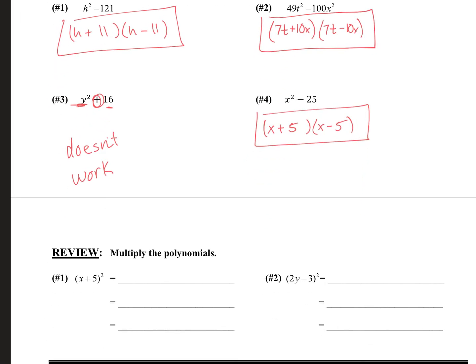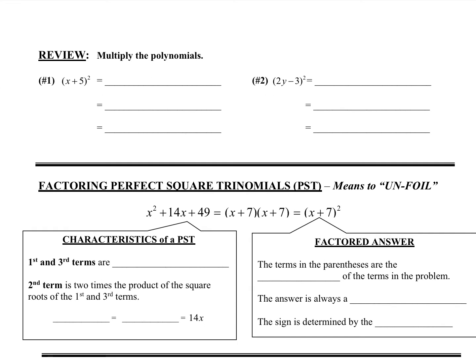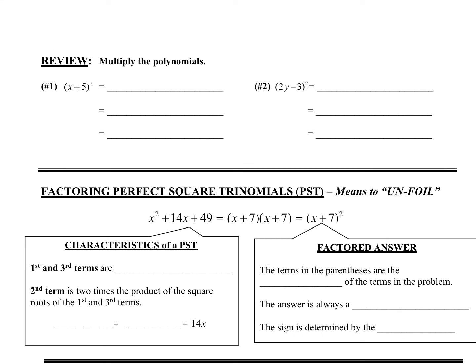All right, let's move on to that second part of the notes. We talked about difference of squares, and now we're going to talk about factoring perfect square trinomials. So we have x plus 5 squared, so that is x plus 5 times x plus 5. We FOIL here, so we multiply those first terms together, we have x squared. Multiply the outside terms, you have 5x, plus multiply the inside terms, also 5x, and then the last terms, 25.